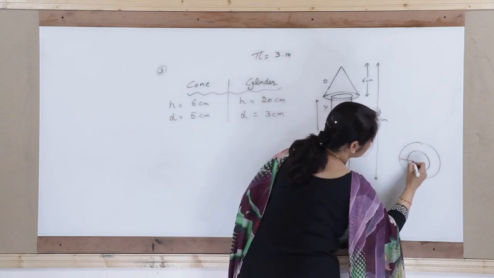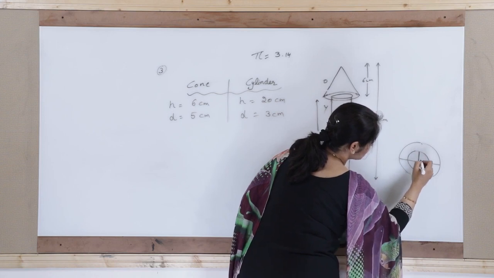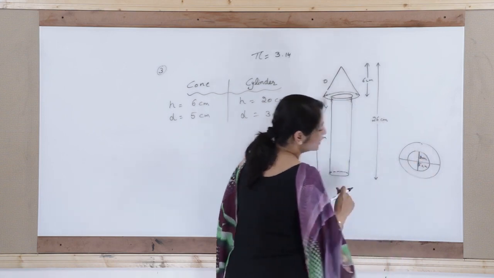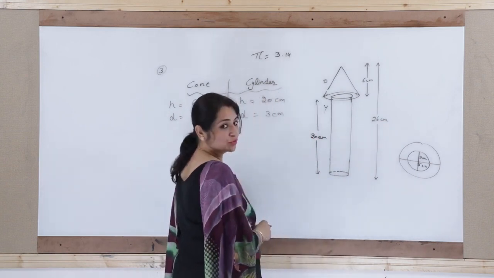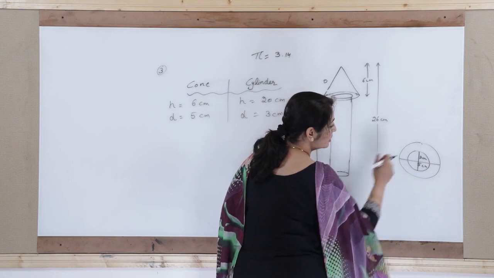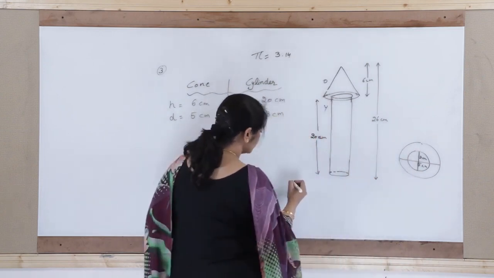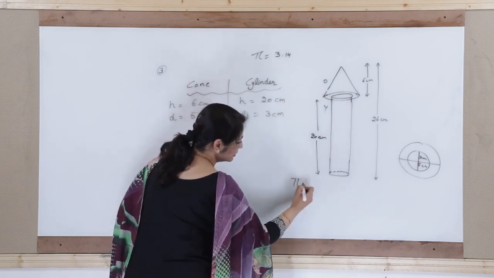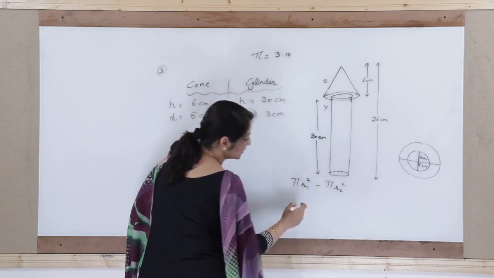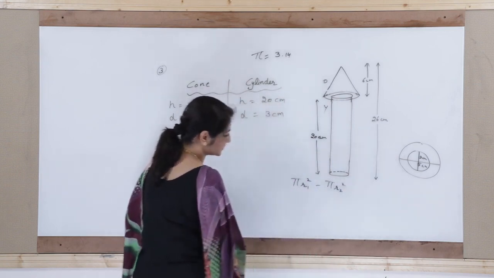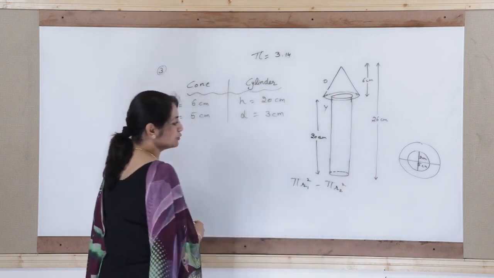Now the diameter of this bigger circle is 5 centimeters and that of the smaller circle, let's mark it like this, 3 centimeters. We need to calculate the area of this strip. So for that, what can we do? We will first calculate the area of the bigger circle and subtract the area of the smaller circle from that. Suppose the radius of the bigger circle is R1, then we will write pi R1 square minus pi R2 square. R2 is the smaller radius. It will give us the area of this circular strip. Let's solve this one first.